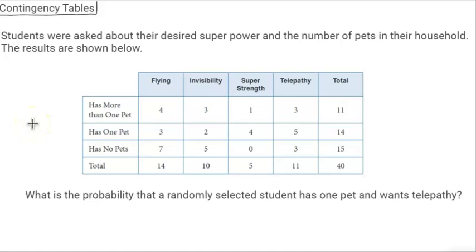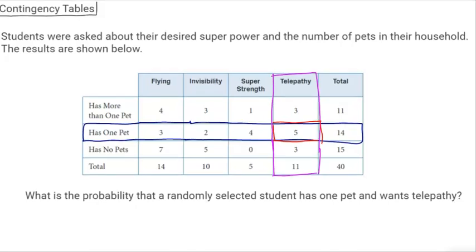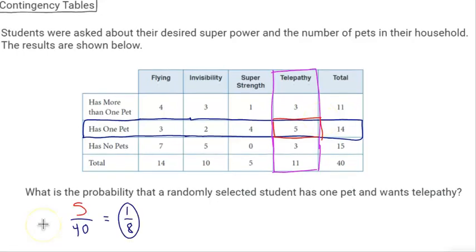We can then use the same data to find the probability that a randomly selected student has 1 pet and wants telepathy as their power of choice. If we refer back to our table, we'll notice that the row for 1 pet is here. The column for telepathy is here. So there are 5 students that want telepathy and have 1 pet. So we'll set up our fraction as 5 out of 40, which can then reduce to 1/8.